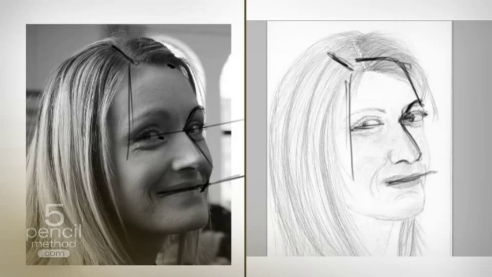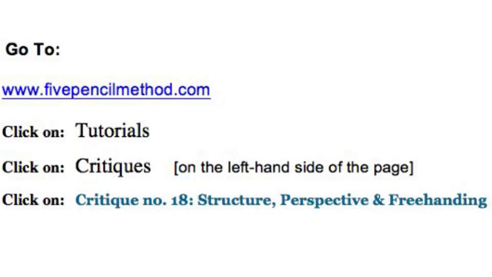So one of the tutorials that I think would really help you and many others, and even though it's of somebody else's picture, I think it's very, very similar. You might want to watch critique number 18 on structure, perspective, and freehanding. And you will go to 5-pencil method, go to the tutorials, then go to critiques. On the left-hand side of the page is that column, and you'll see the critiques. And then you'll see again your opportunity for critique number 18. And I think that would really help.